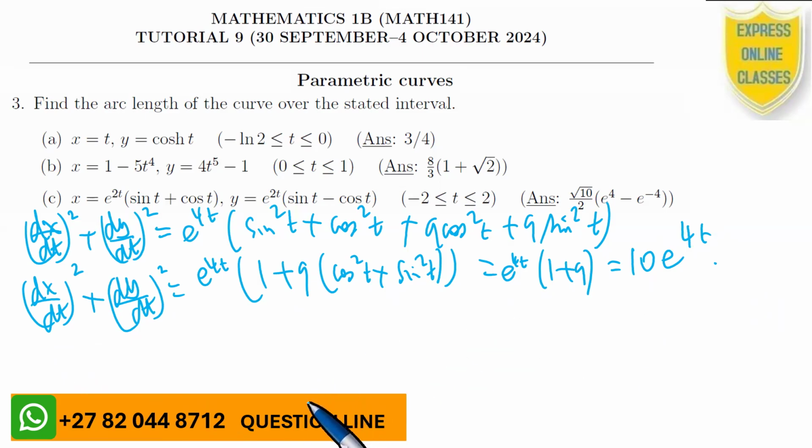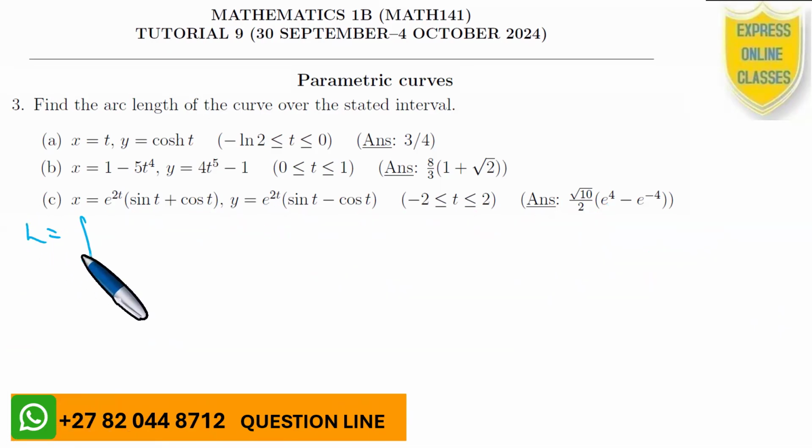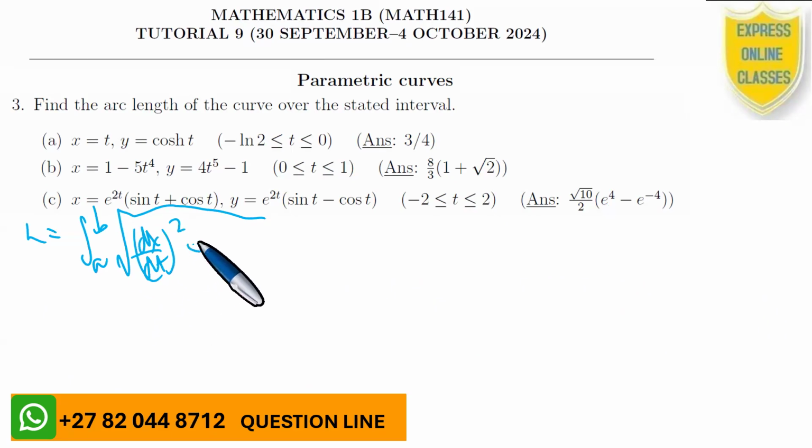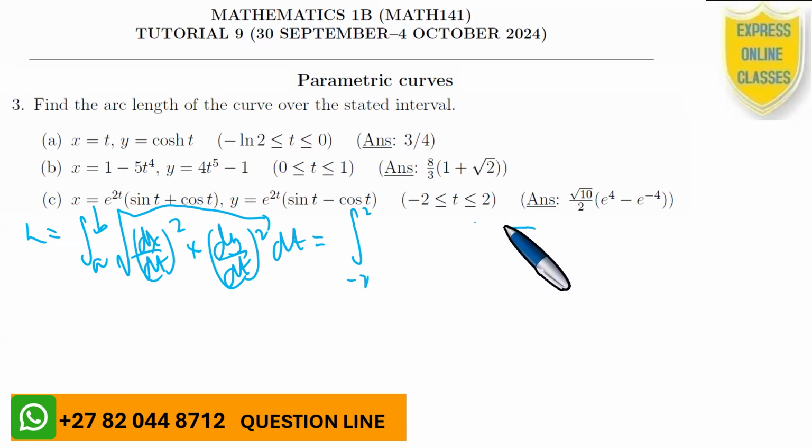Okay, we've got 10 e to the 4t, that is the sum of these things. So at this point, the sum of the squares. But the arc length is the integral from a to b of the square root of dx/dt squared plus dy/dt squared dt. The integral from -2 to 2 of 10 e to the 4t.